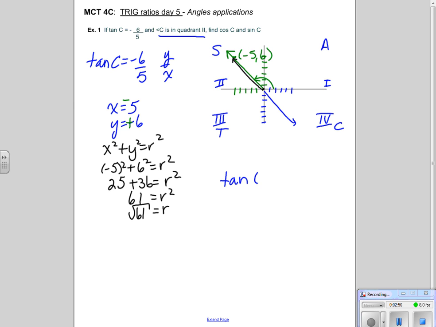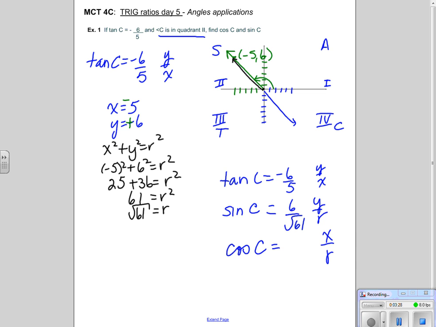So tan C is minus 6 over 5, or minus 6/5. It doesn't matter where that negative sign goes. Sine C is y over r, which will be 6 over root 61. Take a second to check, is sine supposed to be positive? Yes, it is in that quadrant. Cos, I expect, will be negative, and it is x over r, negative 5 over root of 61. We have found the 3 trig ratios with exact numbers using x, y, and r.